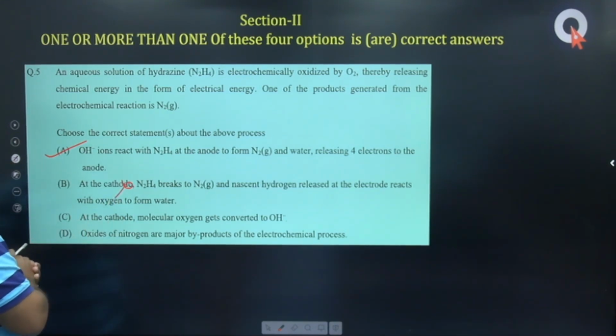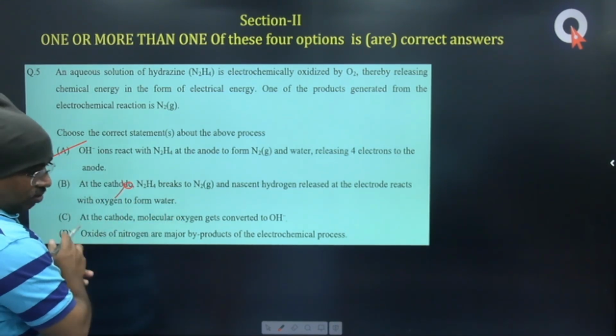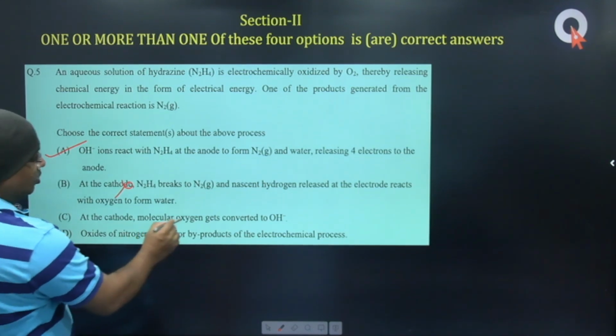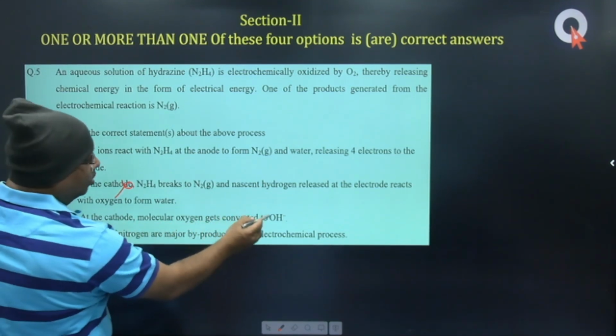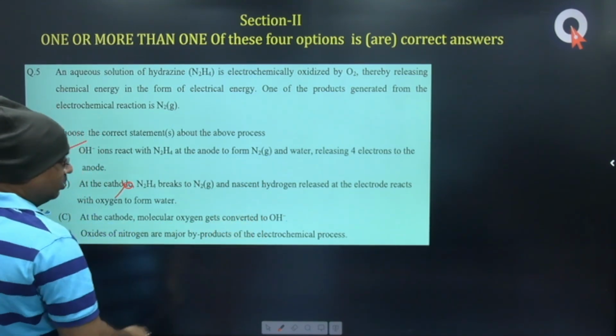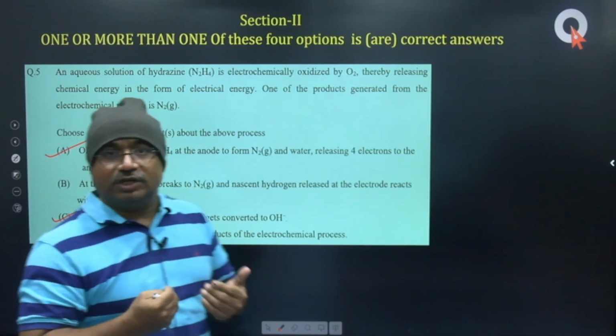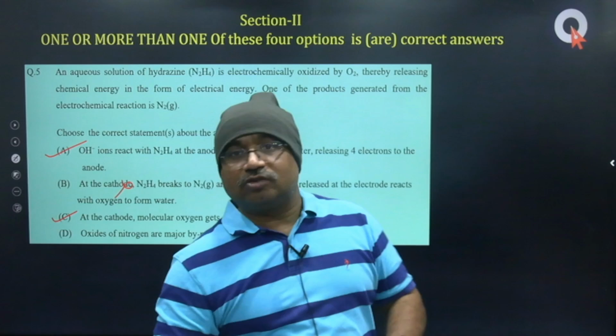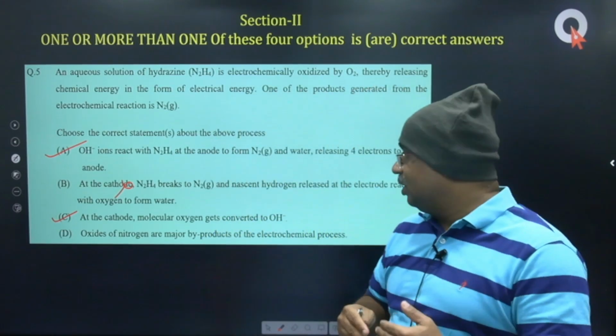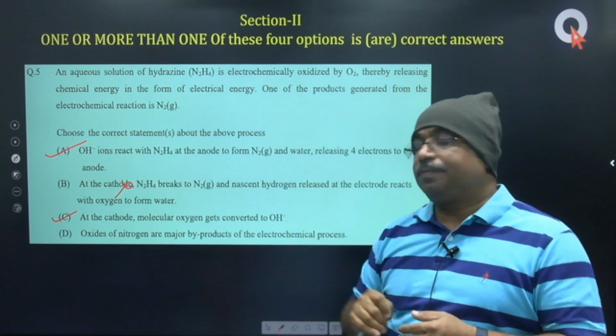At the cathode, molecular oxygen may be converted to OH minus. So it is a reduction, because oxygen in O2 is 0 and in OH minus oxygen is minus 2. So it's a reduction. So this can be logical, where at the anode oxidation takes place and at the cathode reduction takes place. So maybe these two are okay.